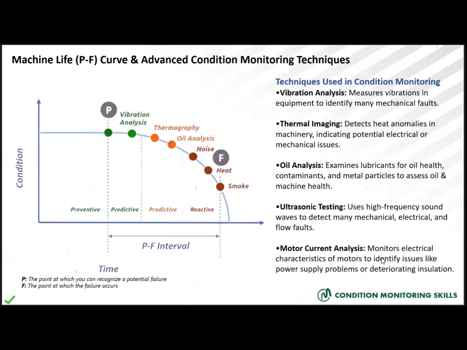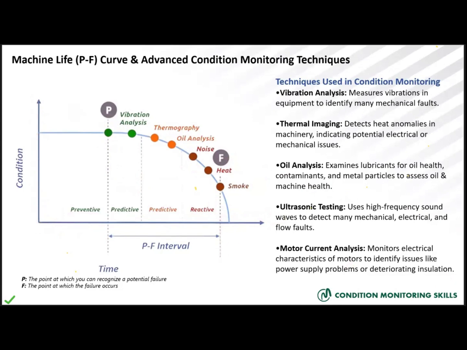Okay, so in this curve, as you can see here, this schematic diagram is the P to F curve, which is the potential to failure curve. Anyone who is working in maintenance, reliability, or condition monitoring will know this curve very well. This curve is very commonly used to show the progression of a defect or failure in equipment over time. So this is the time axis and this is the machinery condition axis.